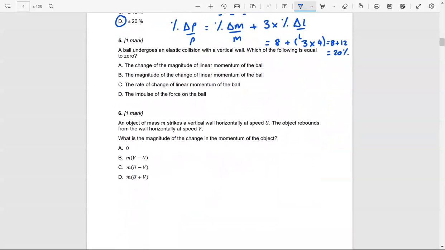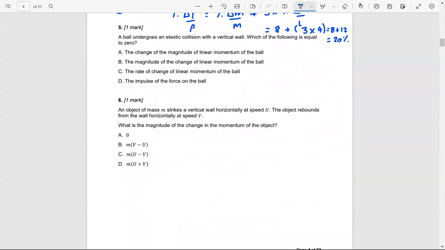Question 5. A ball undergoes an elastic collision with a vertical wall. Which of the following is equal to 0? Right, so automatically impulse is force times time. If a ball is undergoing a collision, the collision is going to last a certain amount of time. So the time is anything but 0, so it's not that one.